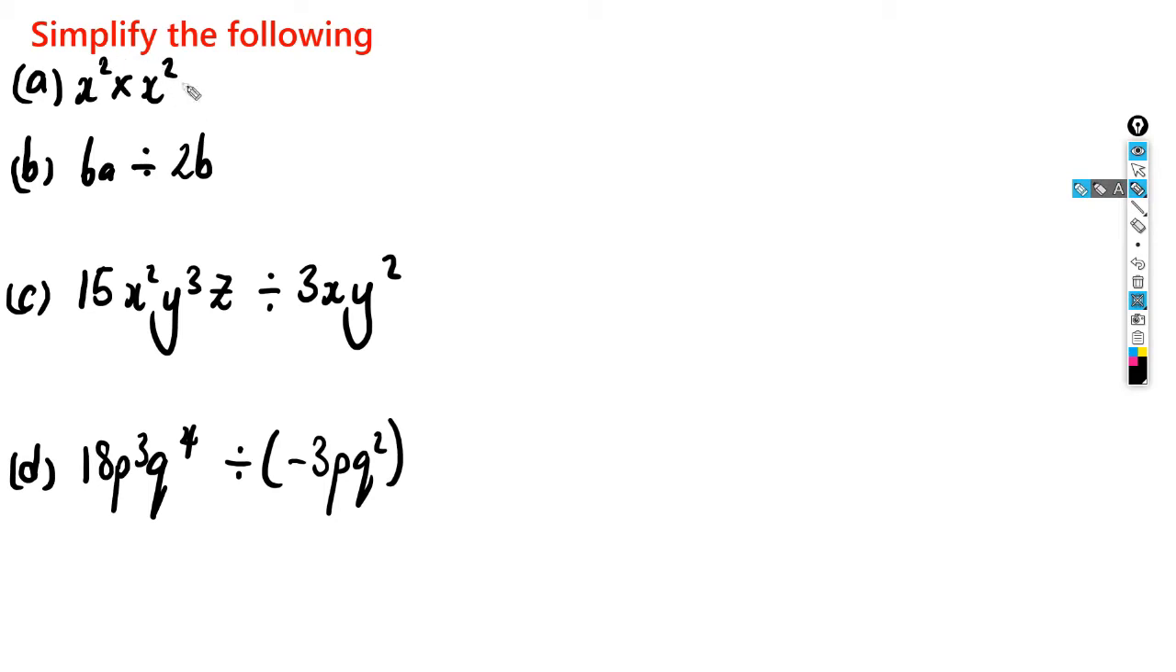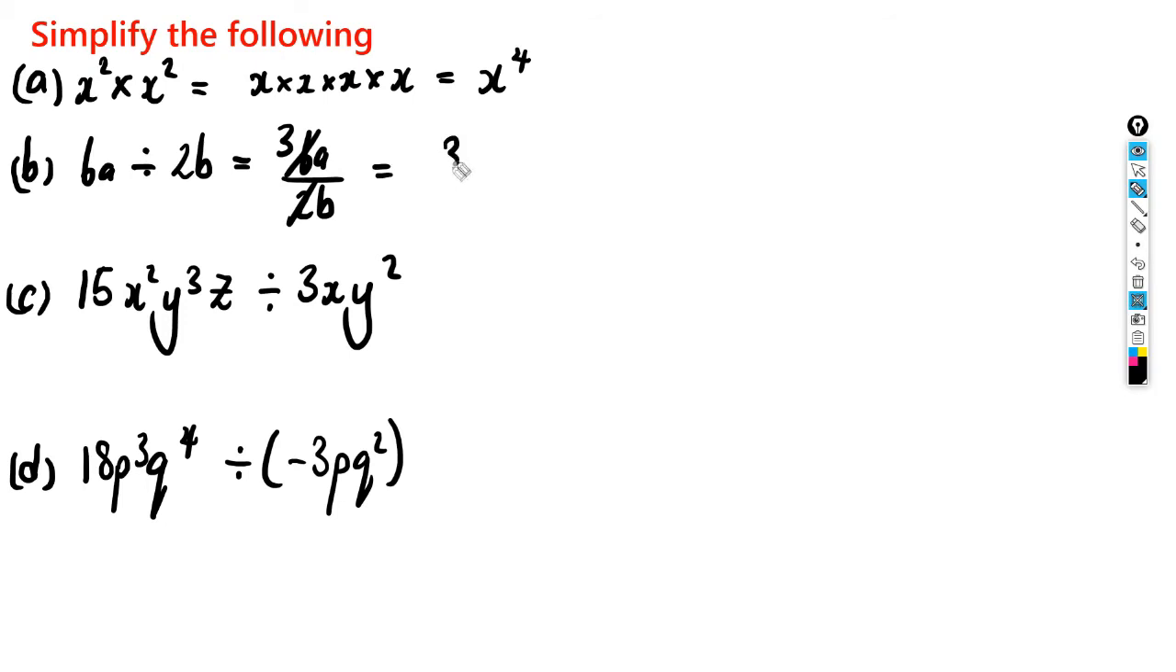All right, guys, so let's look at these examples here. The first one says simplify the following. The first one is x squared times x squared. So we should end up getting x times x times x times x, which is equal to x to the 4th. And in this one here, we have 6a divided by 2b. 2 can go into 6 3 times, right? And we end up getting 3a over b. Pretty easy. These are pretty easy, guys. Algebra is easy, guys.